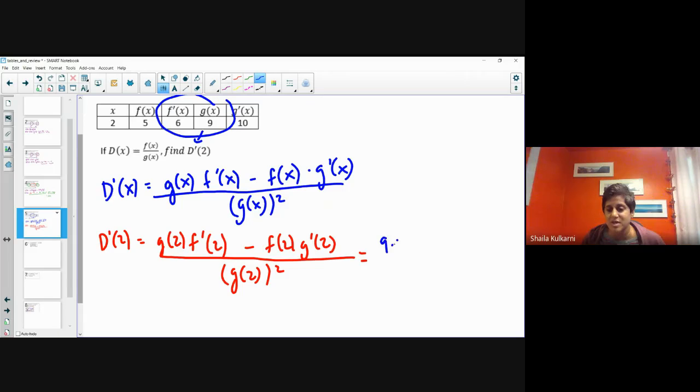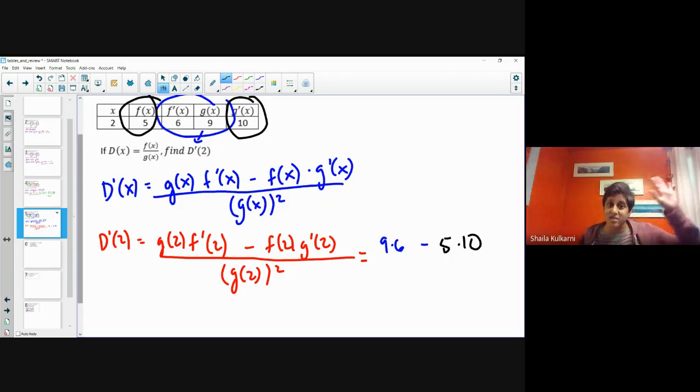I'm going to do 9 times 6 minus, then I get f of 2 and g prime 2, which is those 2 numbers over here. So remember, the quotient rule and the product rule basically start the same, except product is plus and quotient is minus, but their setup at the start is the same. And then we have g of 2, which is 9 squared.